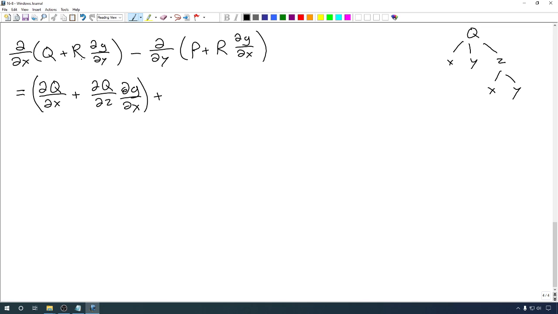First, I'll differentiate the first, that's the derivative of r, which is the same here, just like with q. It depends on x, y, and z, which depend on x and y. So the derivative of r is going to be the derivative of r with respect to x directly, plus the derivative of r with respect to z, times the derivative of z with respect to x, but that is the derivative of g with respect to x. That's going to be multiplied by the derivative of g with respect to y.